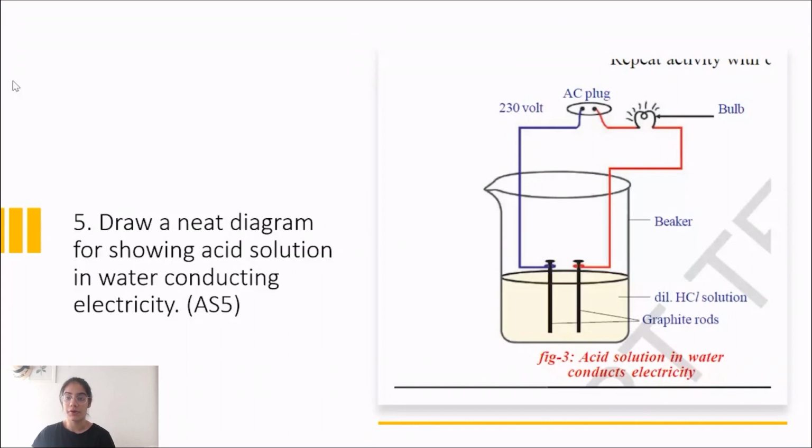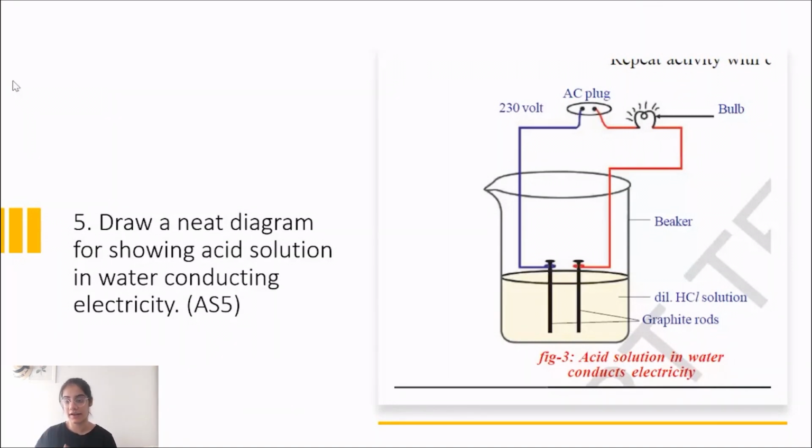So, the important part is showing dilute HCl solution, means HCl solution in its aqueous form, labeled diagram, 2 graphite rods, a beaker, the wires that are attached to these cathodes and anodes, which are connected to the AC plug and which is connected to the bulb. You have to show and label all of these exactly correct, and you will have to show the glowing of the bulb. This will complete the diagram which show acidic solutions in water will conduct electricity.